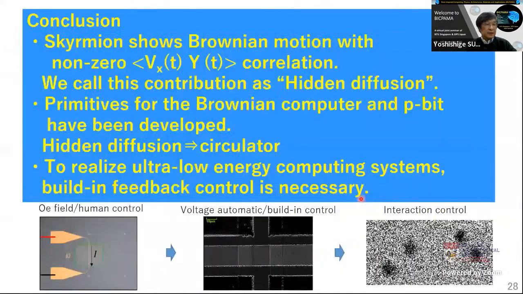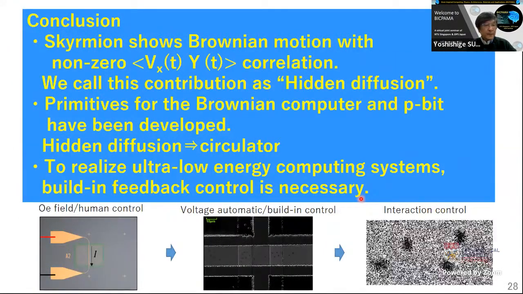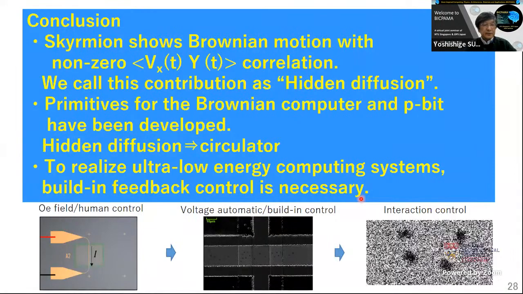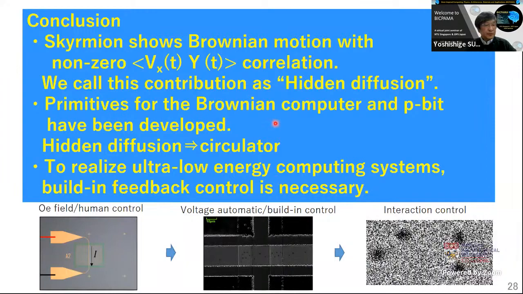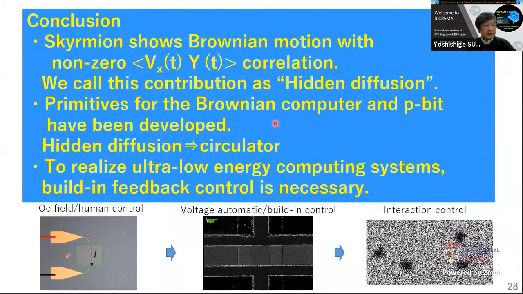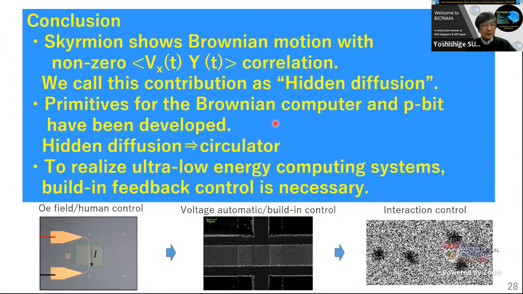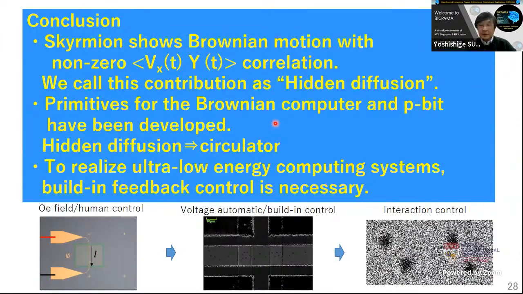Okay. Here is the conclusion. The Scanion shows hidden diffusion. It is a chiral diffusion of the Scanion. The primitive for the Brownian computer and the pivot has been developed. To realize real ultra-low energy computing system, built-in feedback is essential. Thank you for your listening.